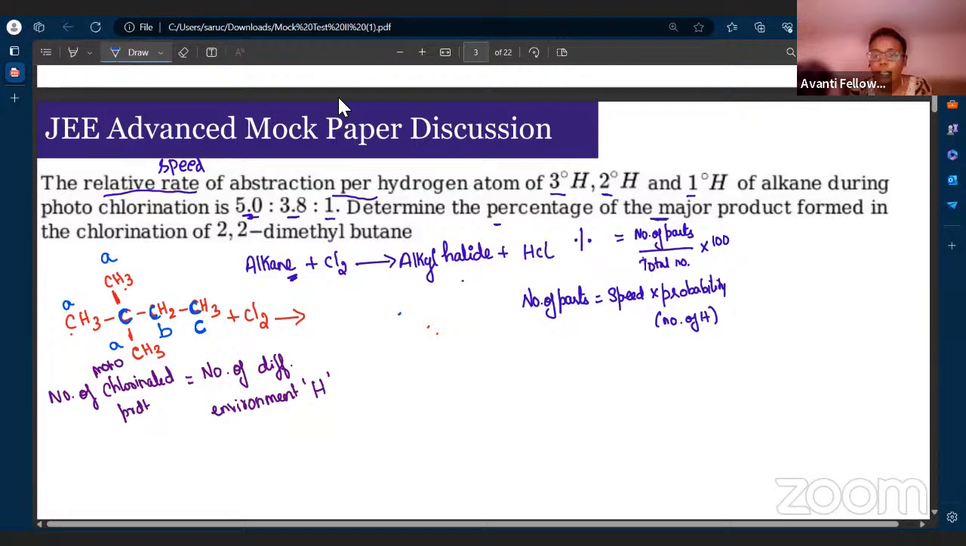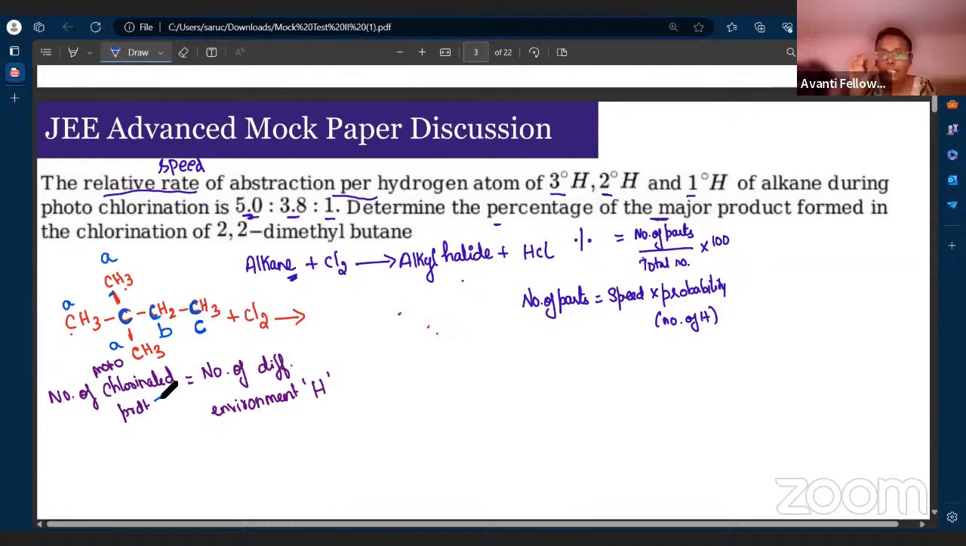Clear with how to find out the different environments? Yes. So look over the neighboring atom. If the atom is the same, like when I take the CH3 attached to carbon, carbon, carbon, the neighbor is the same. So therefore, I'm telling that these three are of the same type. Here the neighbor is different and here the neighbor is different. So there are three different environments.